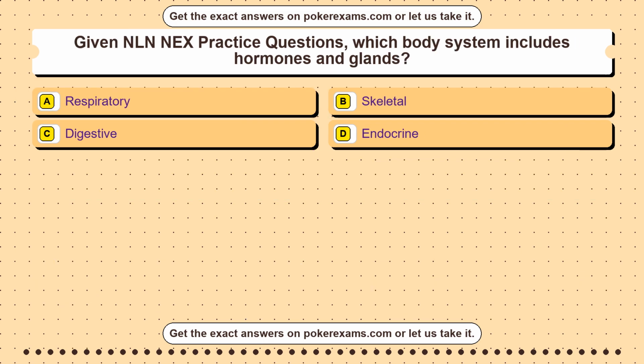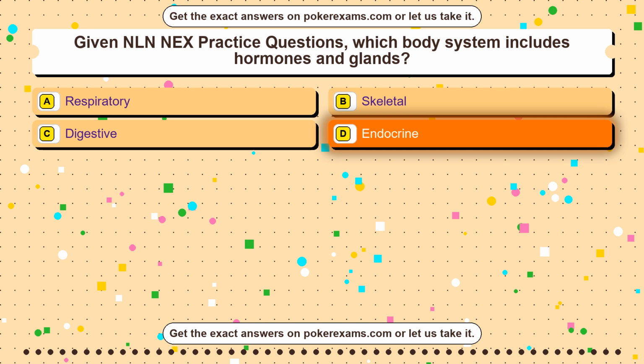Question 18. Given GED physical science practice, how should 0.25 be written as a fraction? Option A, 1/2. Option B, 2/5. Option C, 25/10. Option D, 1/4. The correct answer is option D.